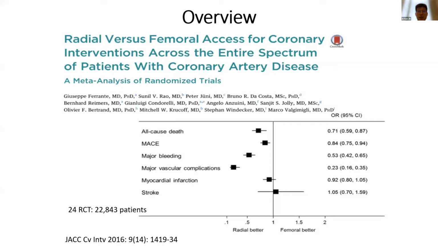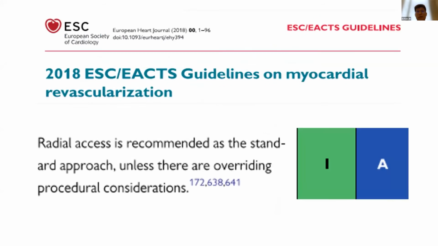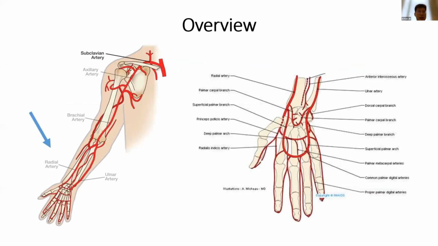Now, this diagram shown here is from a meta-analysis published in 2016 involving 24 RCTs and over 22,000 patients. The diagram shows that radial access is associated with better clinical outcomes in terms of all-cause death, MACE, major bleeding, and vascular complications compared to femoral access. And the guidelines, according to the European guidelines in 2018, also recommend radial access as a standard approach unless there are overriding procedural considerations.